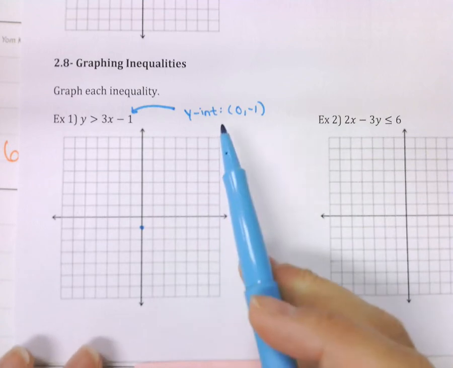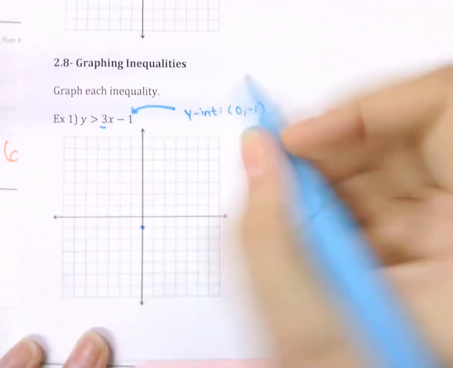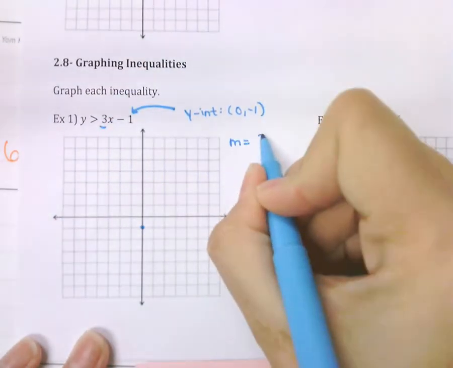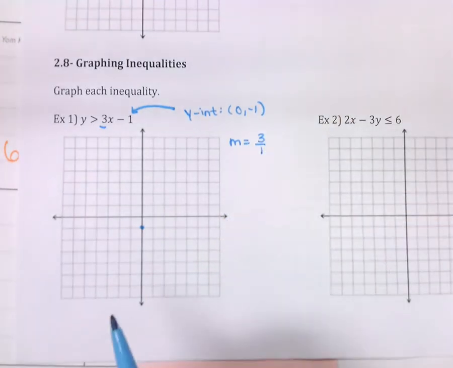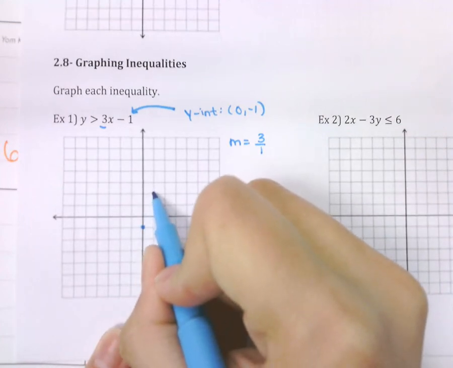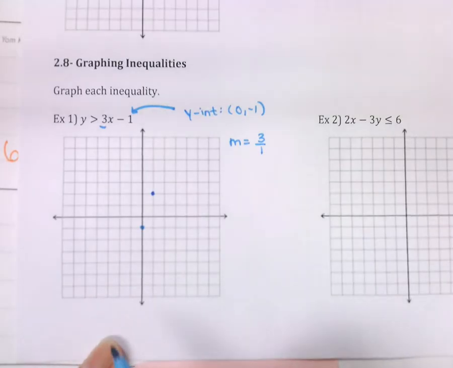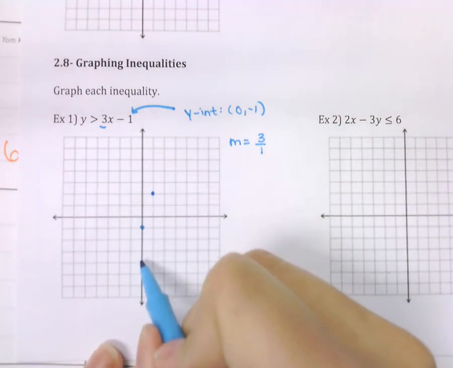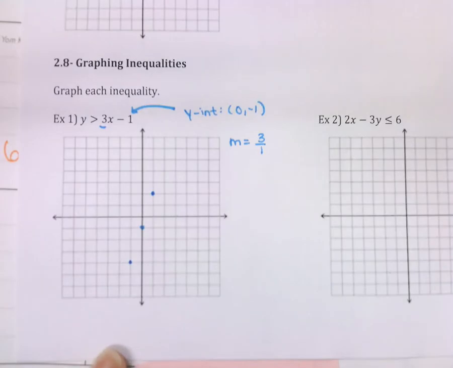Okay, after you use your y-intercept, you're going to use your slope. Okay, our slope is 3. So that means you're going to rise 3 and run 1 from that point. So go up 1, 2, 3, and to the right, positive 1. You could also go down 3 and to the left 1 if you want. Once you have those points on there, you don't need all 3, you just need at least 2.